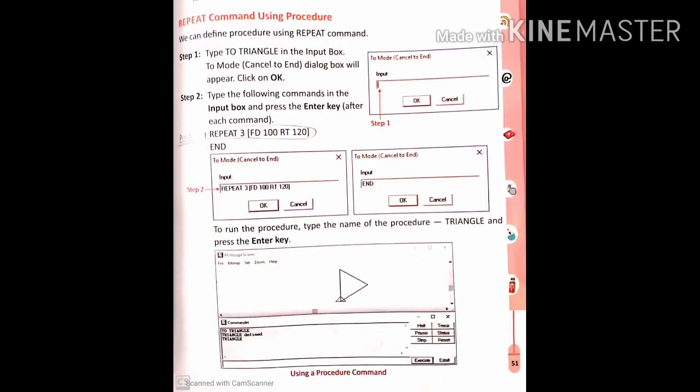Then step number 4, run the procedure by typing hexagon into the input box and then press the enter key. Instead of writing all the commands of the hexagon like FD100, RT60, you can give a single command. Means you can type only the name of the procedure, hexagon, and the hexagon will be drawn on the drawing area.